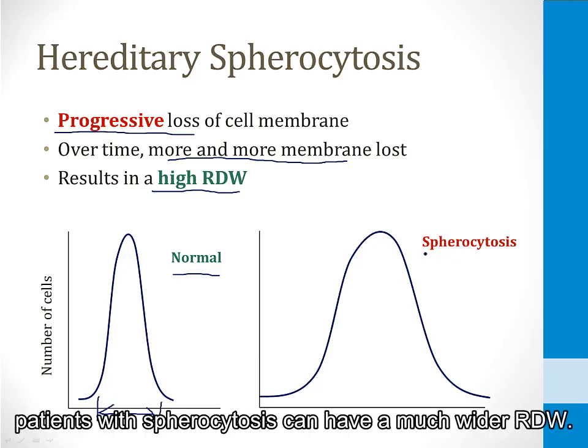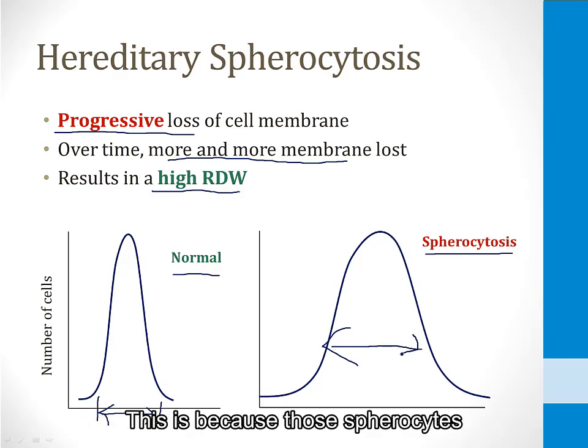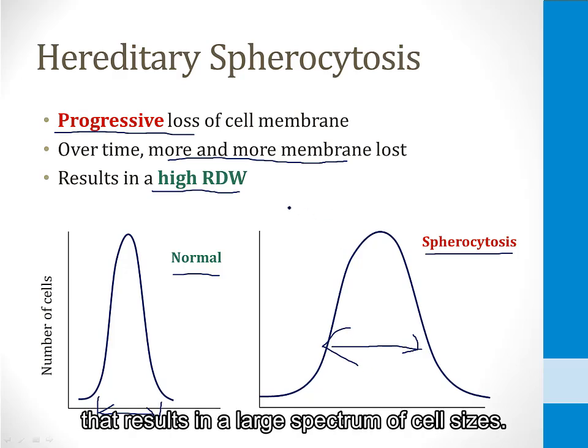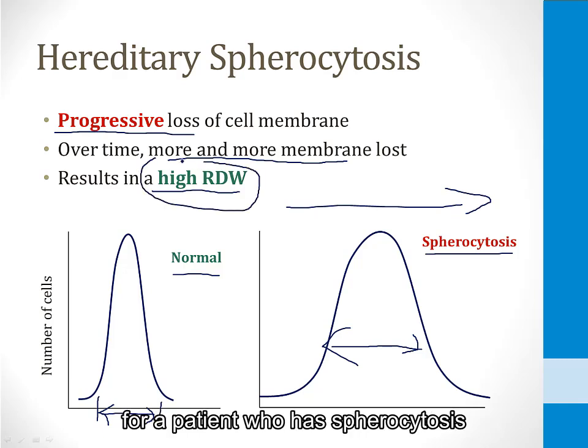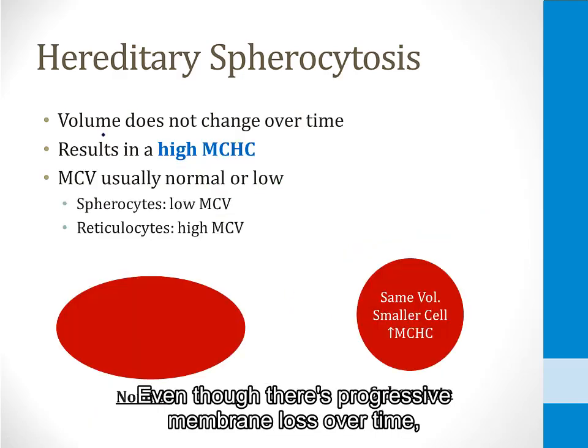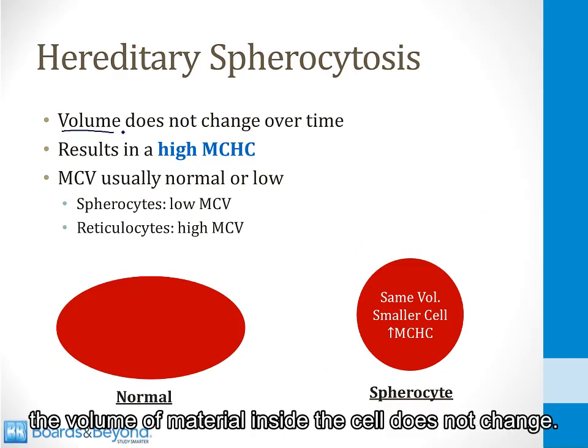On the other hand, patients with spherocytosis can have a much wider RDW. This is because those spherocytes are losing their membrane progressively over time. That results in a large spectrum of cell sizes, and if you measure the RDW for a patient who has spherocytosis, you will find that it is increased because of the progressive membrane loss. Even though there's progressive membrane loss over time, the volume of material inside the cell does not change.